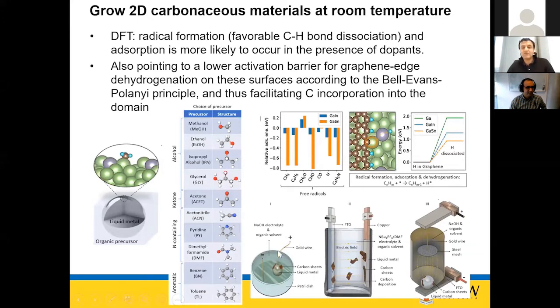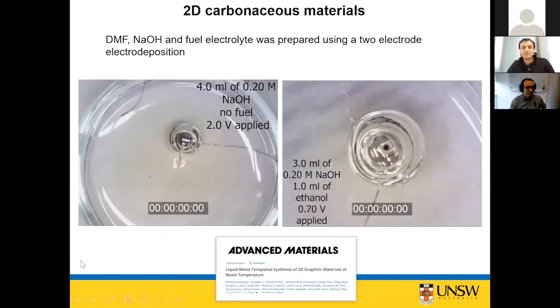We use an electrochemical cell, 3 electrodes, as I'm showing to you here. Just put a reference electrode against it, and apply a voltage between the liquid metal. We fill the environment with precursor, organic fuel, and we apply the voltage. Here's what's happening when we don't have the fuel and this liquid metal: we apply the voltage, it deforms in time, nothing happens.